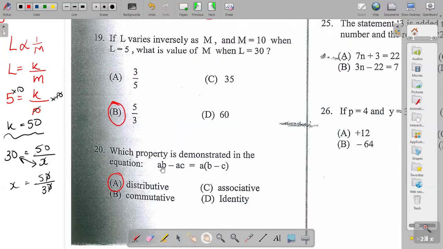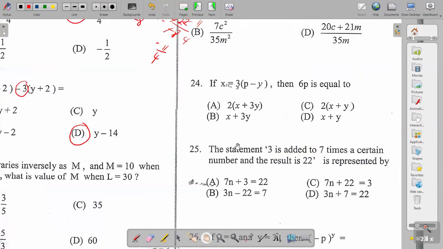Commutative means AB is equal to BA, or A plus B is equal to B plus A. Identity is when you multiply by 1 to get back the same answer, or you add 0 to get back the same number. And associative deals with the order in which something is being done. So you usually have 3 things. So it's not any of the others by elimination.